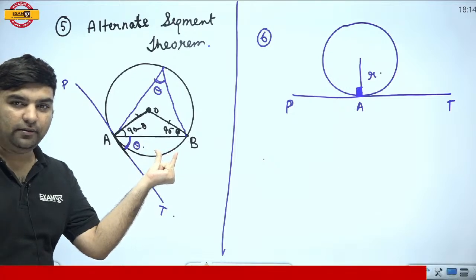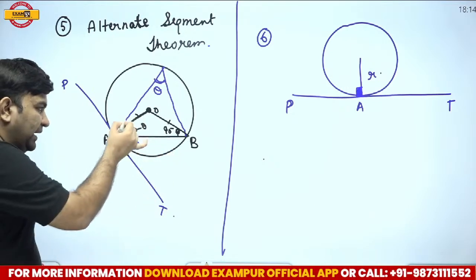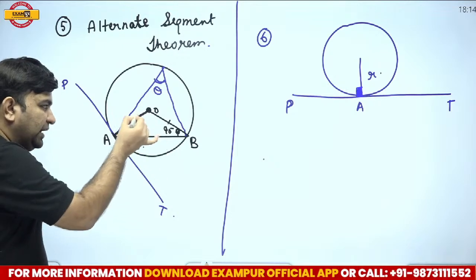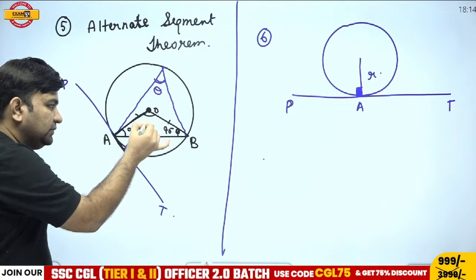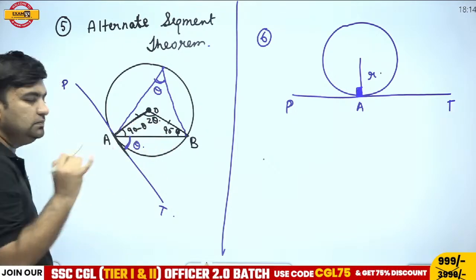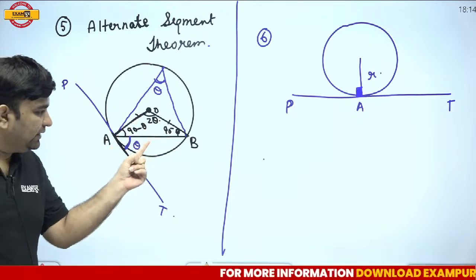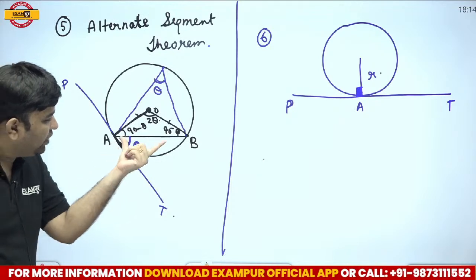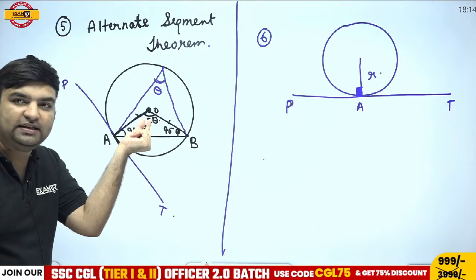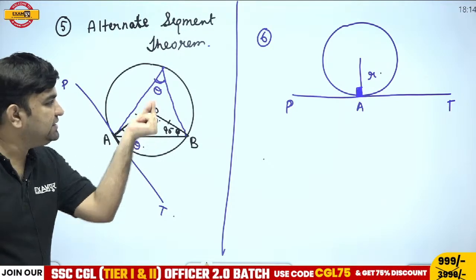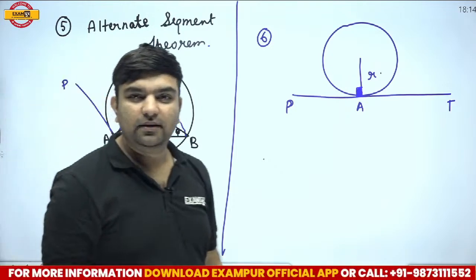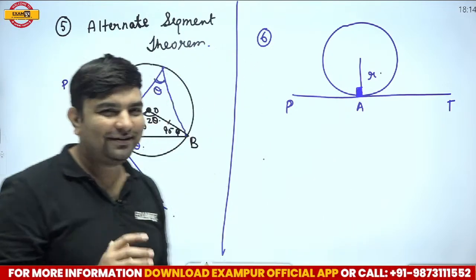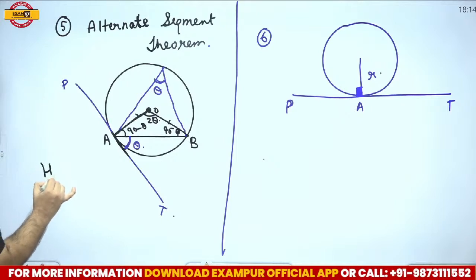90 minus theta, 90 minus theta, that is 180 minus 2 theta. To make it complete 180, it should be 2 theta. So if a chord has subtended 2 theta at the center, it will subtend its half, theta, at the circumference. Hence proved.